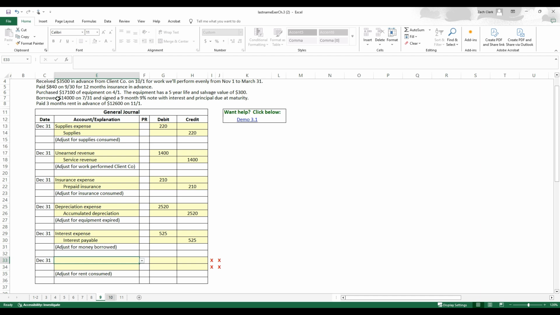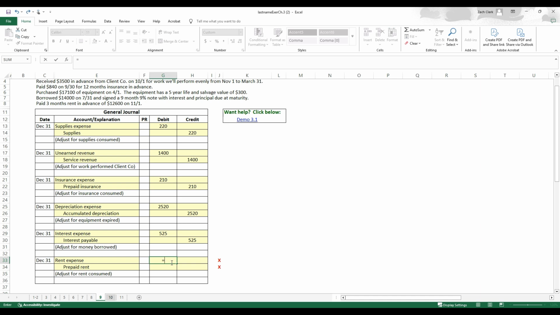Okay, paid 3 months rent in advance of $12,600 on 11/1. So 2/3 of that is gone, right? We stayed there in November and December. We paid the money initially. So now we're going to record rent expense for those 2 months. We're going to reduce prepaid rent.